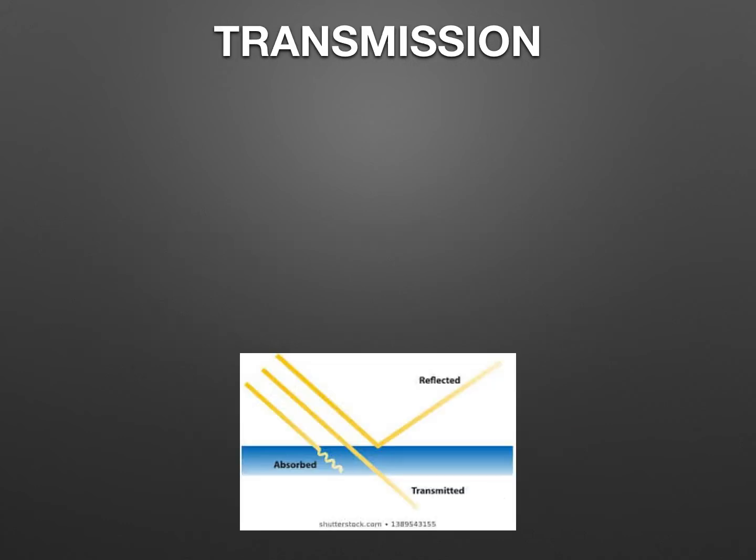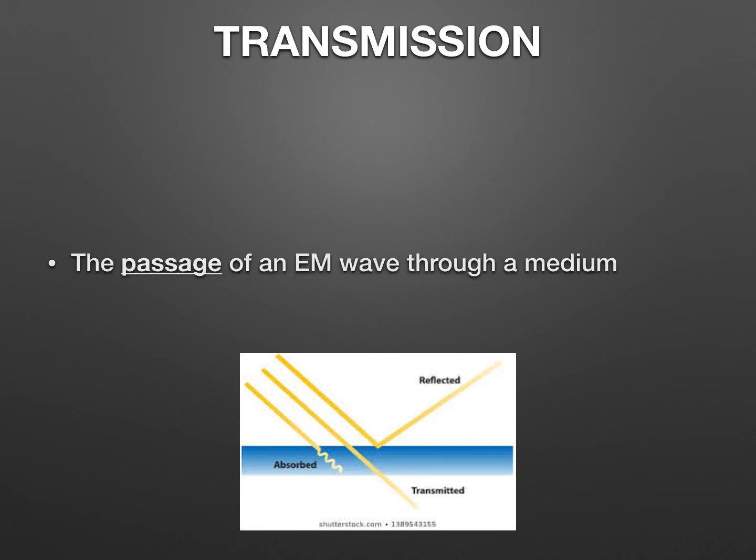The next three are mainly light wave behaviors. First one is called transmission, and that is the passage of an EM wave through a medium. And it's basically unobstructed. If you can see from the picture, the example I have is light through a window, you can see where it says transmitted. It means that light wave went right through without being affected too much, whereas the other two pictures show it being absorbed into the medium or reflected off the medium. Transmitted means it went right through, which is what passage means.